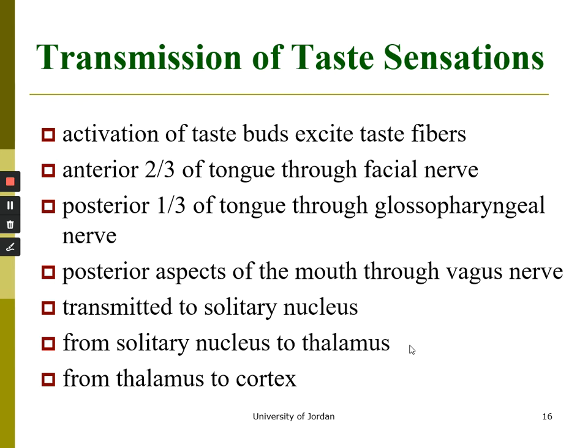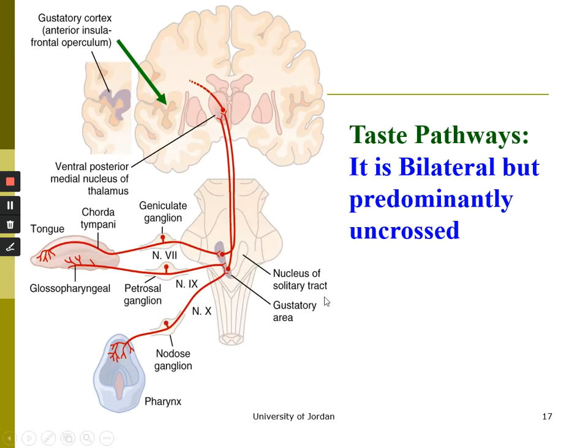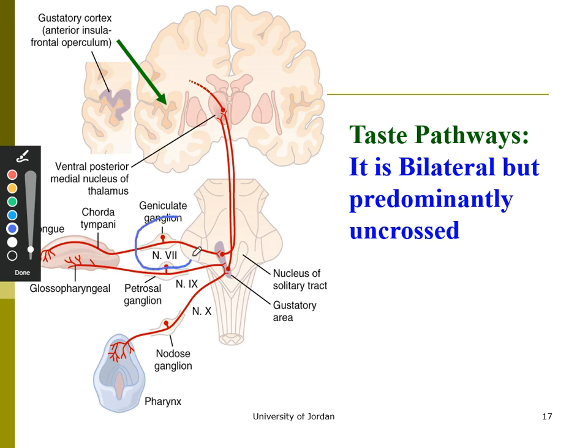Transmission of taste sensation: activation of taste buds, their taste receptors release a neurotransmitter, activating taste fibers from the anterior two-thirds through the facial nerve, and from the posterior two-thirds through the glossopharyngeal. They go either from the anterior third of the tongue through the facial, called chorda tympani, from the facial nerve, as you see here, and from the posterior third of the tongue through the glossopharyngeal nerve. From the facial, they go to the geniculate ganglion, and from the glossopharyngeal, the petrosal ganglion.